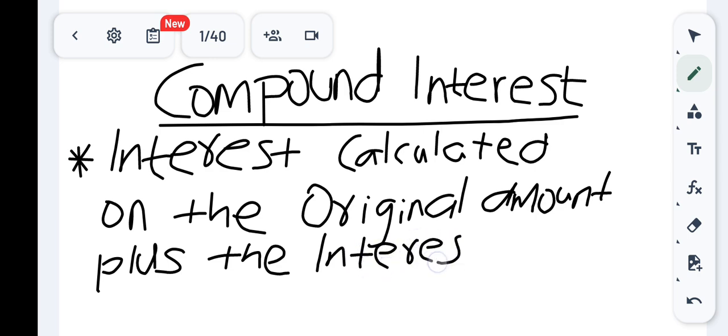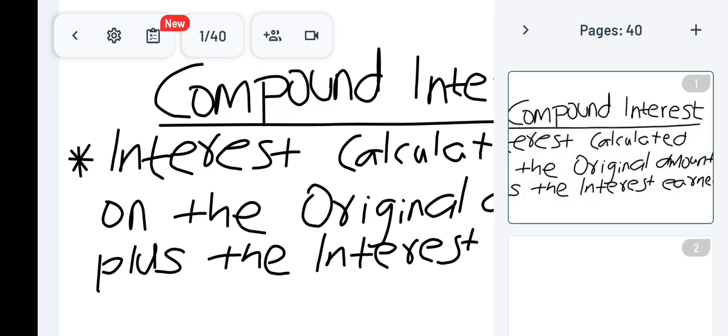So many businesses use this type of interest, compound interest. Why? Because it grows better than simple interest. You will see when we are doing calculations, it's better than simple interest, because now the interest is calculated on the original amount plus the interest that is already earned. This is compound interest.